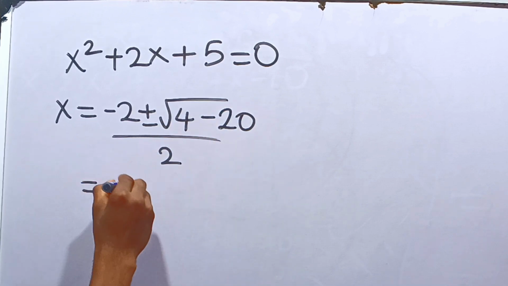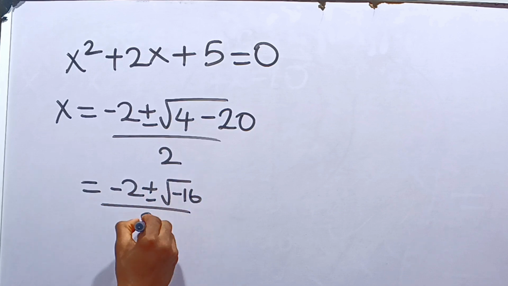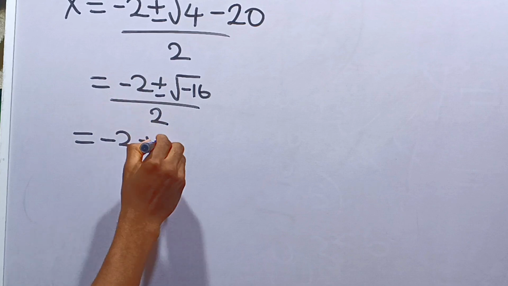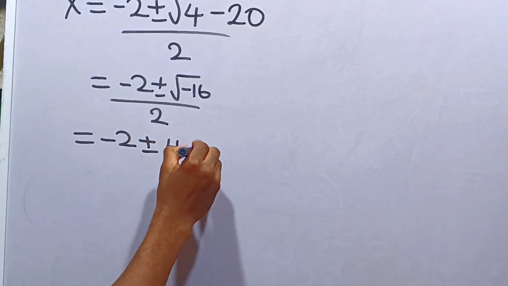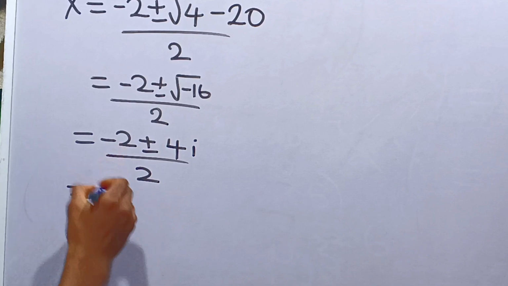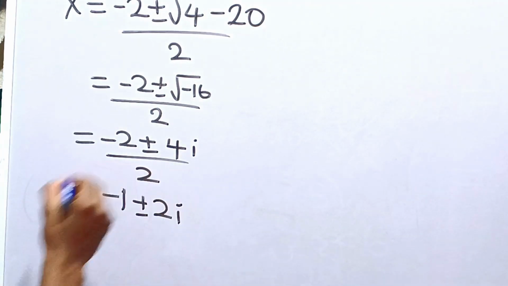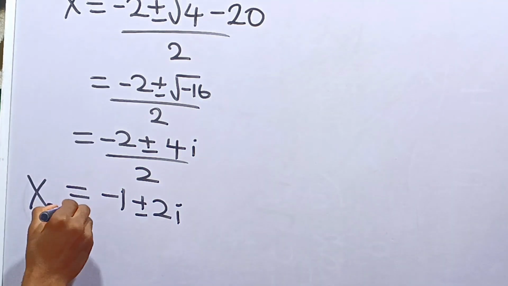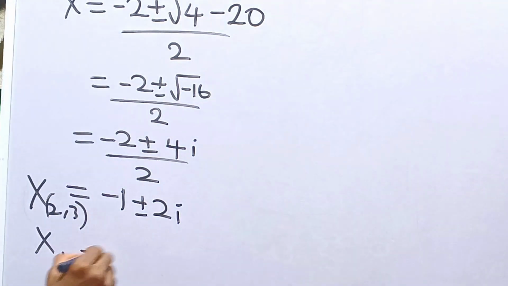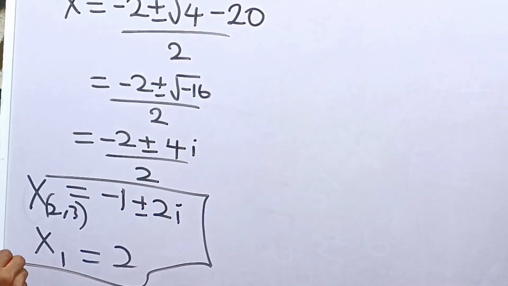This is equal to minus 2 plus or minus the square root of negative 16, all over 2, which is equal to minus 2 plus or minus 4i, all over 2, which is equal to negative 1 plus or minus 2i. That's our x2 and x3, and our x1 is equal to 2. So these are the three answers for x in this question.